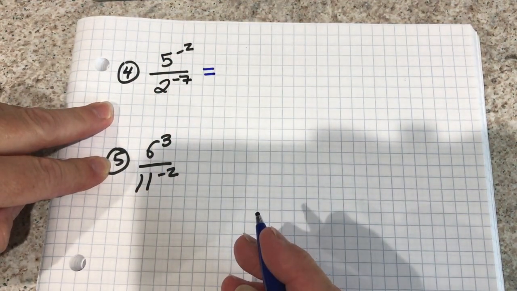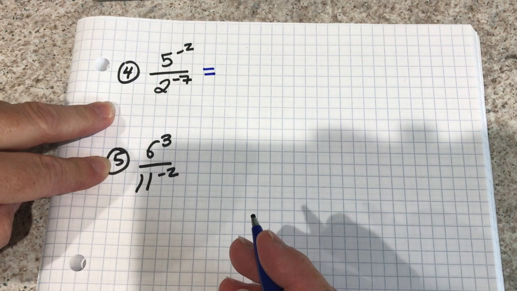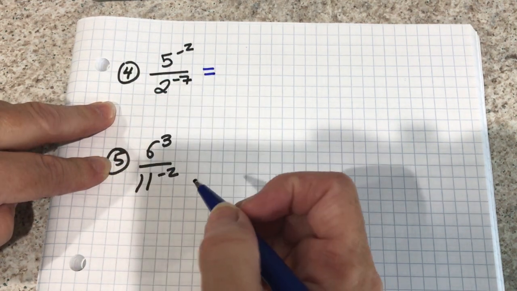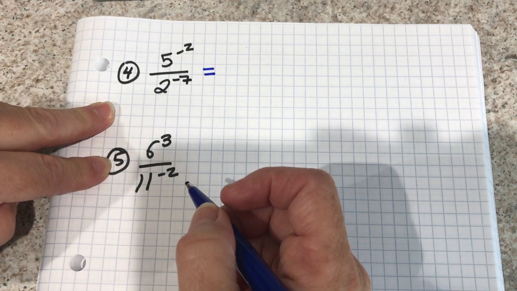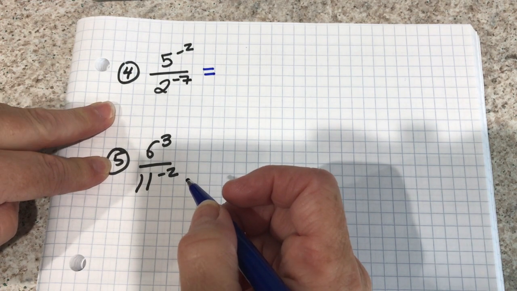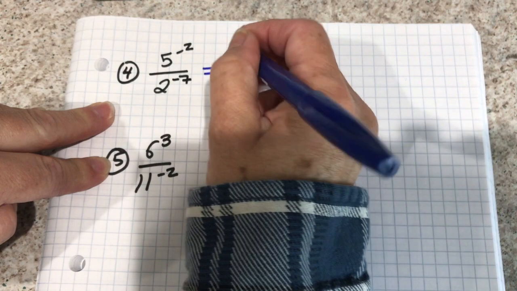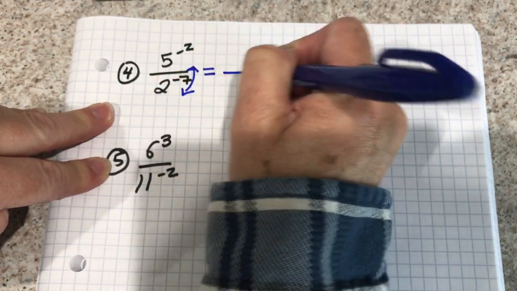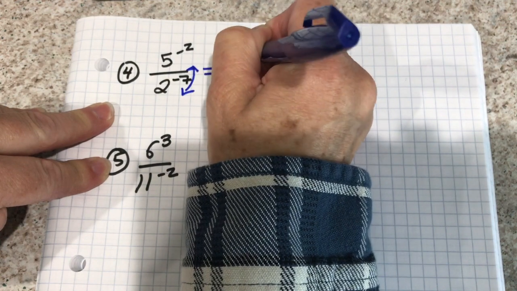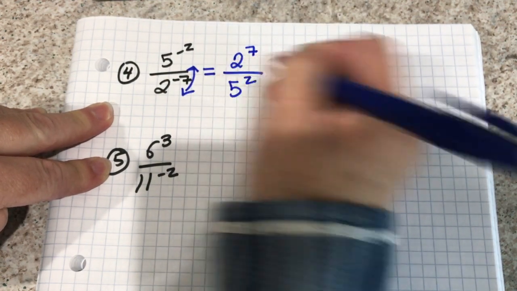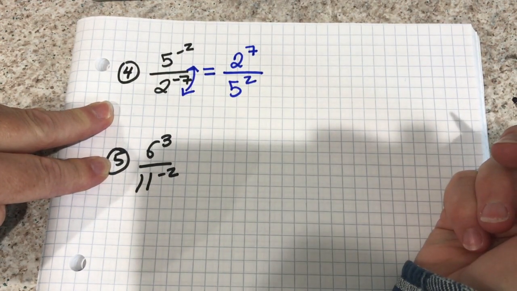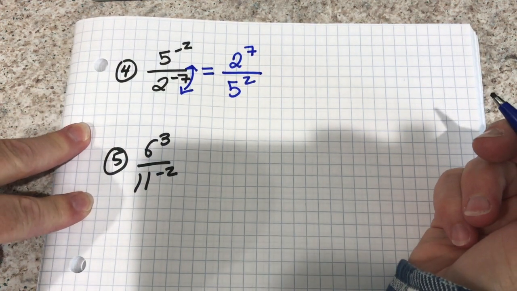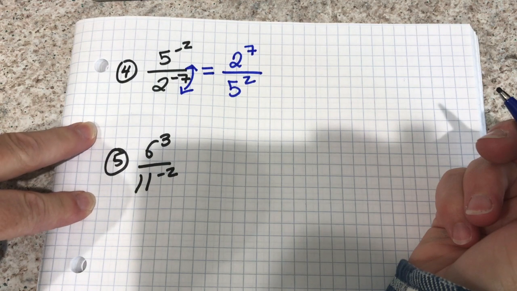In this example, the bases are different. Therefore, we cannot divide, we can't just subtract the exponents. Instead, it says rewrite using only positive exponents. So, we would have to flip both of them, and we have 2 to the 7th over 5 squared, and that would be your final answer. For number 5, push pause, solve it, and then push play to check your work.